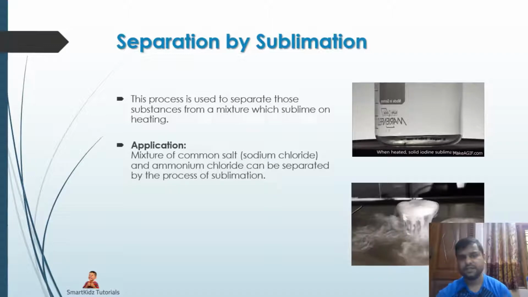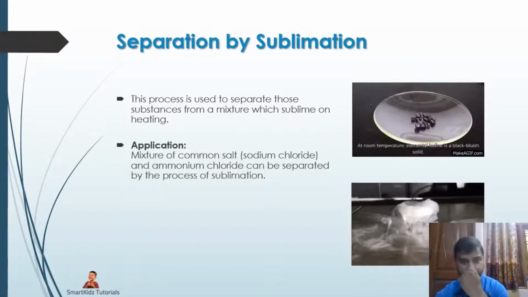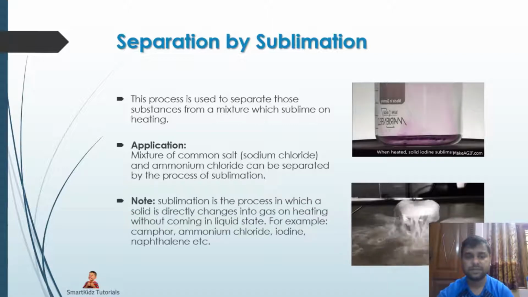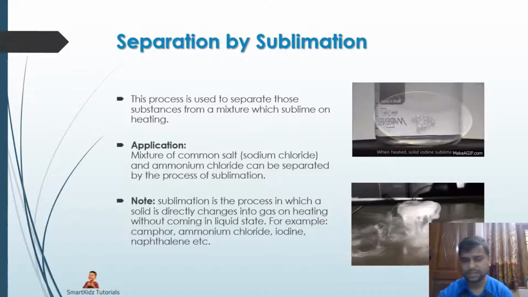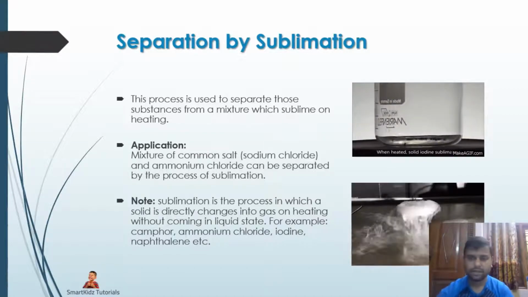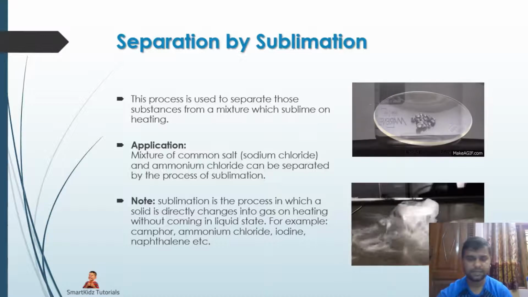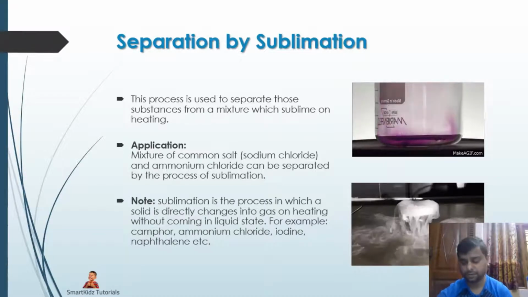And there are other applications that exploit this process. For example, a mixture of common salt and ammonium chloride can be separated by the process of sublimation. So sublimation is seen in the case of iodine and solid carbon dioxide that I told you about. Then there are others like camphor and ammonium chloride, stated in this application over here. There are also naphthalene balls. The naphthalene balls, you must have seen.